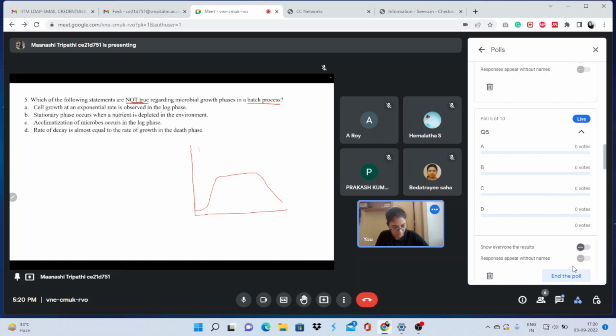These are various phases. Phase 1, phase 2, phase 3 and phase 4. This one is lag, this is log, this is stationary, and this one is death.